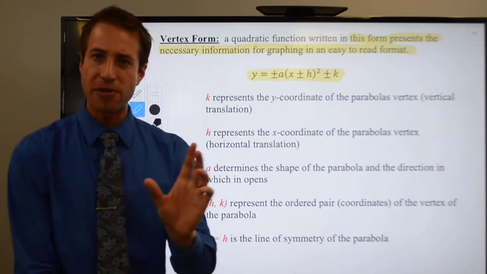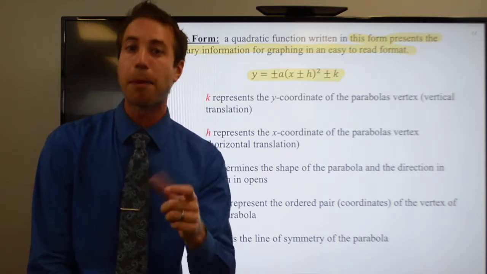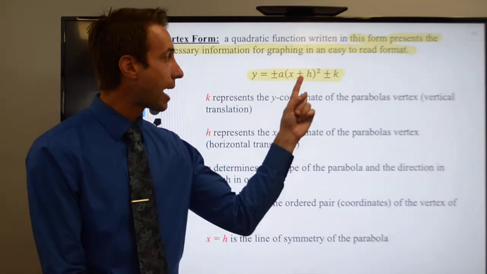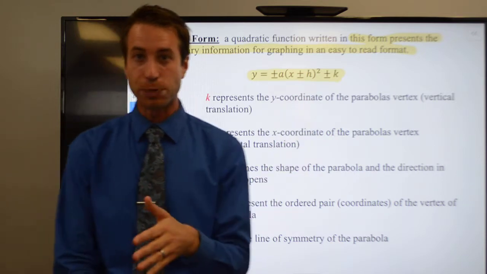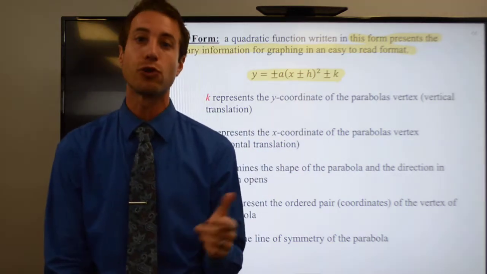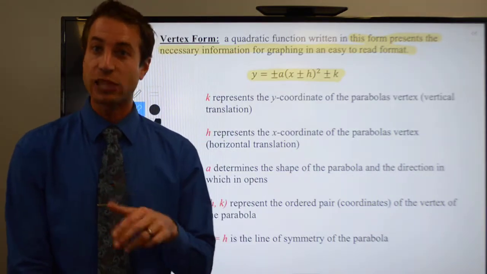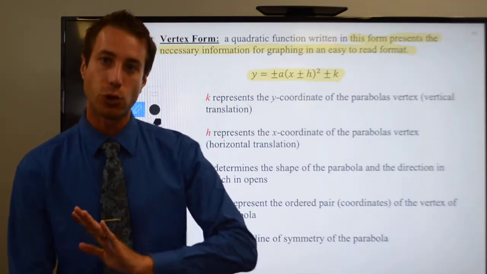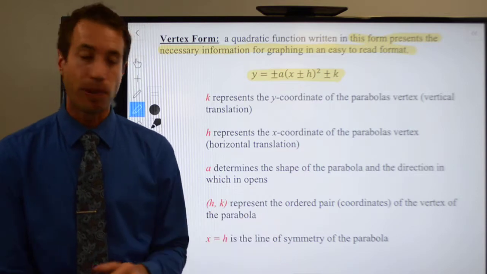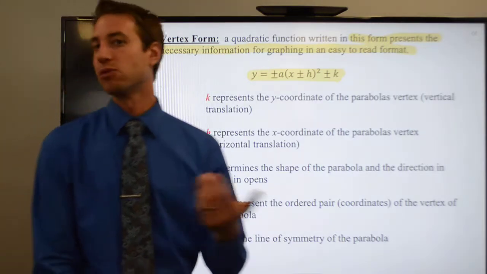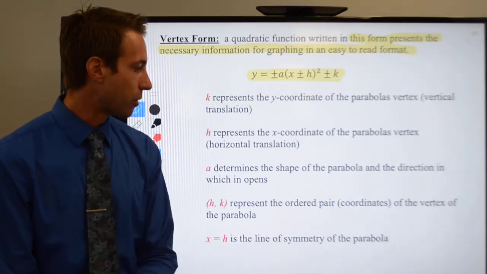Quick note, remember that h is the opposite, right? So in my vertex form, if h is positive, you would actually shift your graph horizontally in the negative direction. If h was a negative number, you would shift your graph horizontally in the positive direction. So just remember that about h.